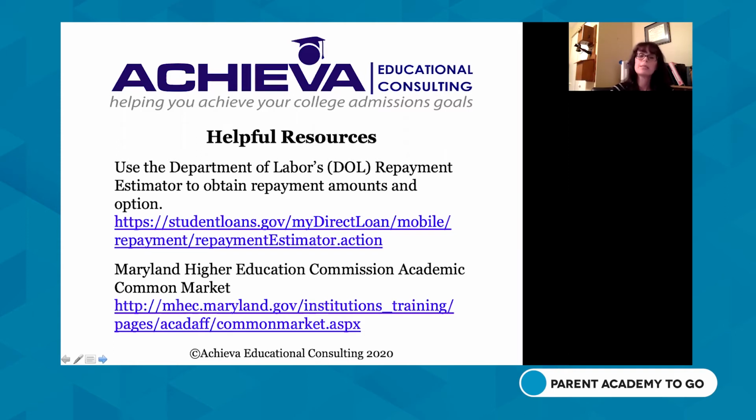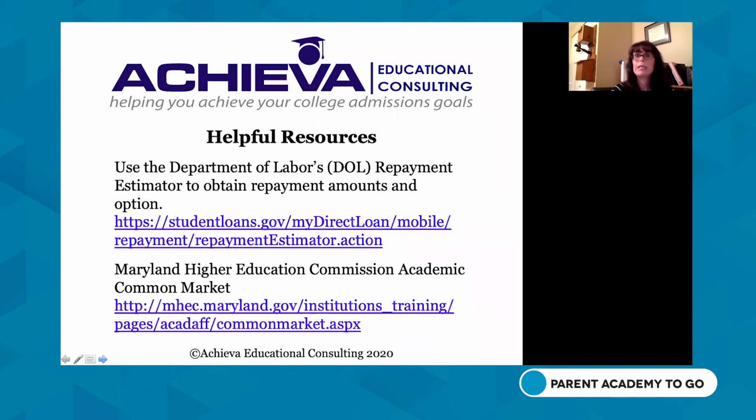The other thing I always like to mention is the Maryland Higher Education Commission Academic Common Market. This is a great way for Maryland residents to have an out-of-state experience with another public school that participates in our common market. There are requirements. One requirement is that the major that's selected at the out-of-state school cannot be available at any higher education institution within Maryland, not just at the University of Maryland, College Park, not just at Salisbury University, not just at Bowie State, but any public institution of higher education in the state of Maryland. They are usually very major specific.